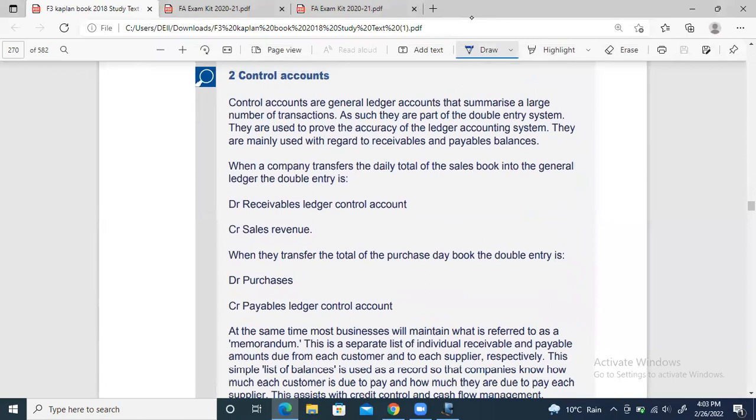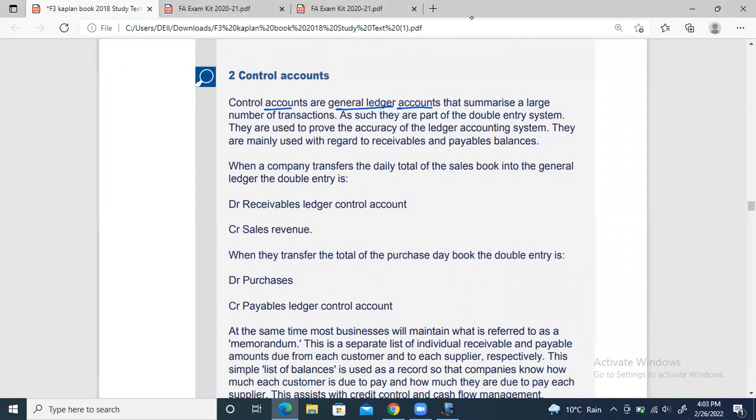Okay. So control accounts are basically general ledger accounts. General ledger means simple T accounts that we have studied in the basic chapter 2. So control accounts are T accounts that summarize a large number of transactions. As such, they are part of the double entry system. They are used to prove the accuracy of the ledger accounting system. They are mainly used with regards to receivables and payable balances.